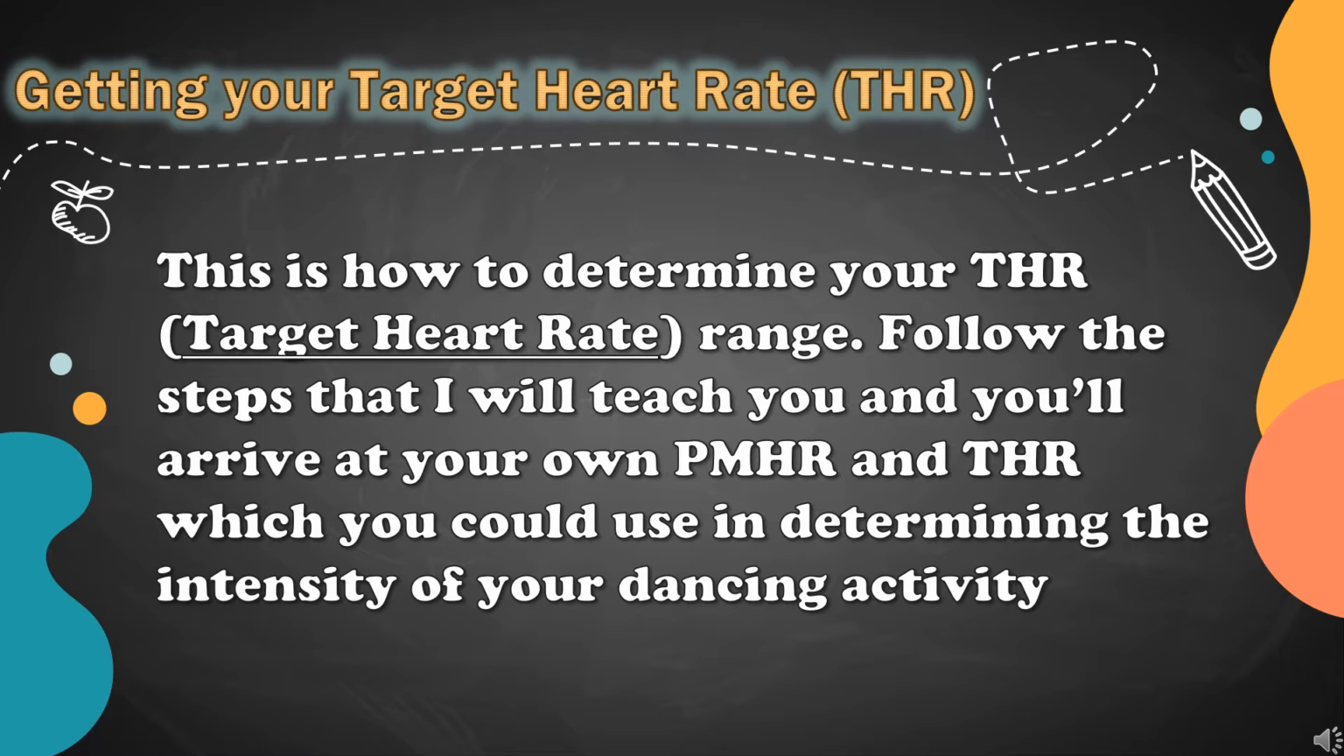I will show you how to determine your THR or target heart rate range. Just follow the steps that I will teach you and you will arrive at your own PMHR and THR, which you could use in determining the intensity of your dancing activity. Let's start with step number 1.